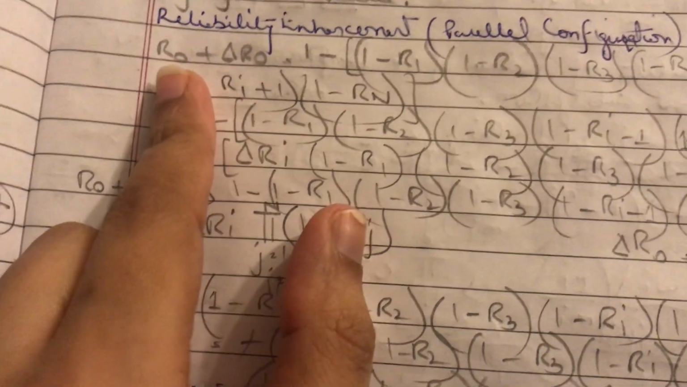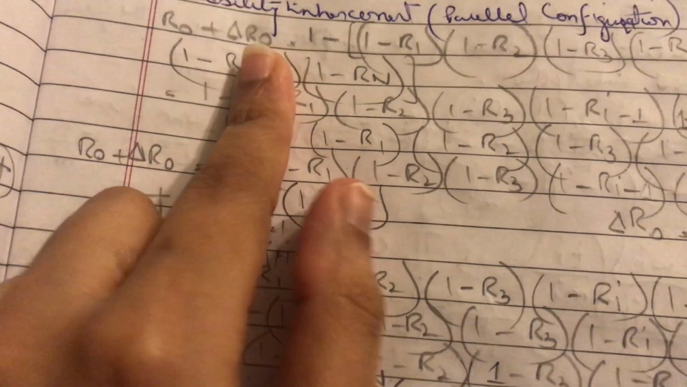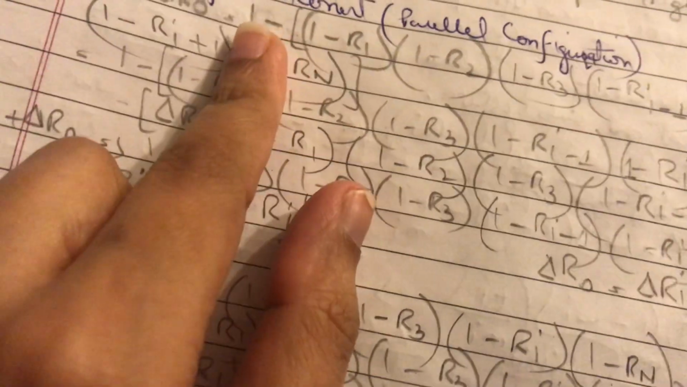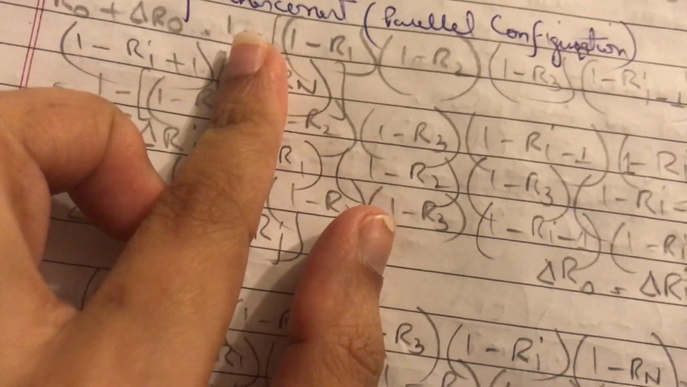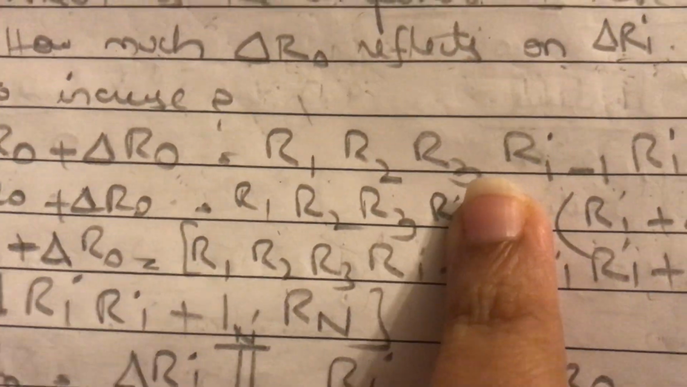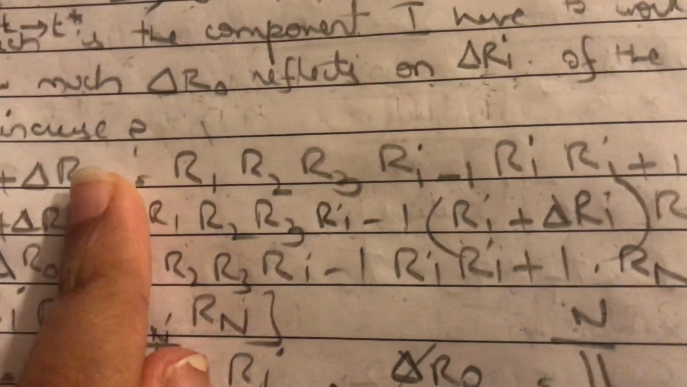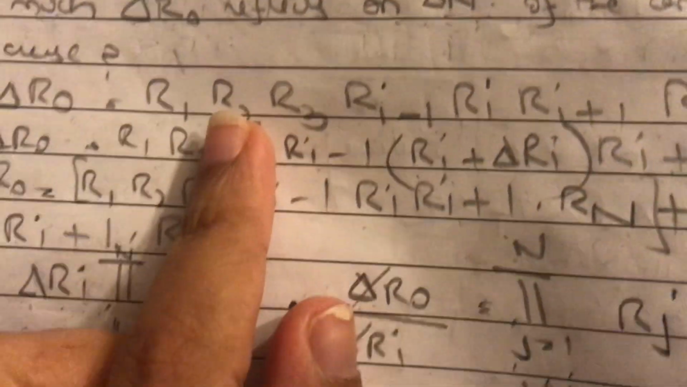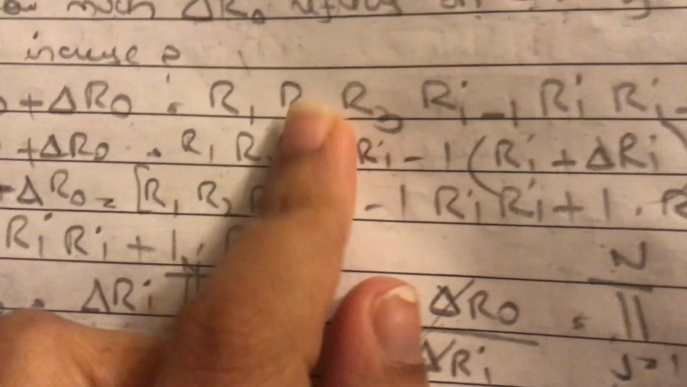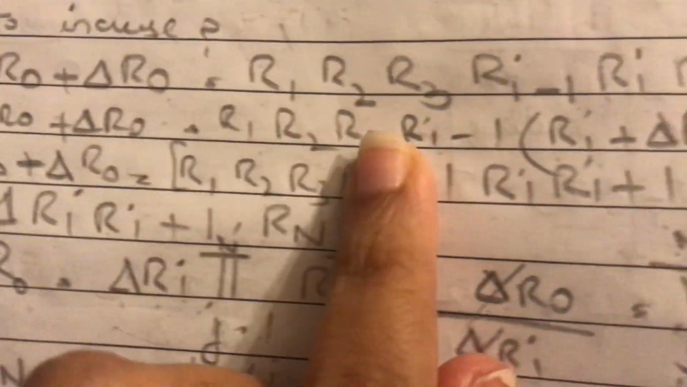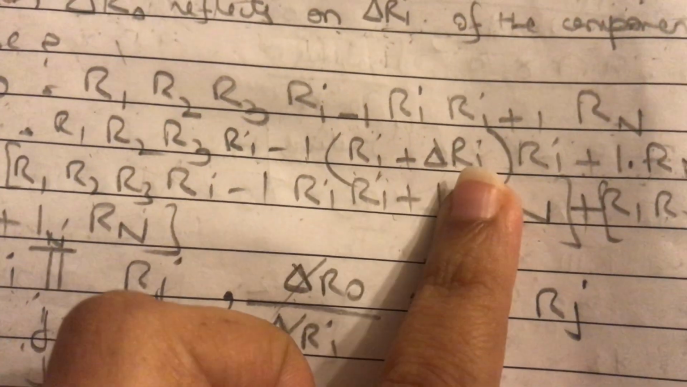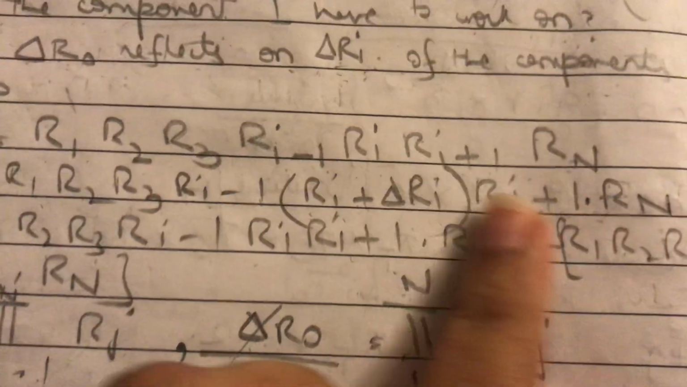So now we have enhanced our R0 to R0 plus delta R0, and we have kept the formula as it was for a series system. It was like this: R1 times R2 times R3, up to Ri minus 1, Ri plus 1, and R of n. So that was the formula for R0, but after enhancing R0 to R0 plus delta R0, we keep it as Ri plus delta Ri. So that was for the series one.